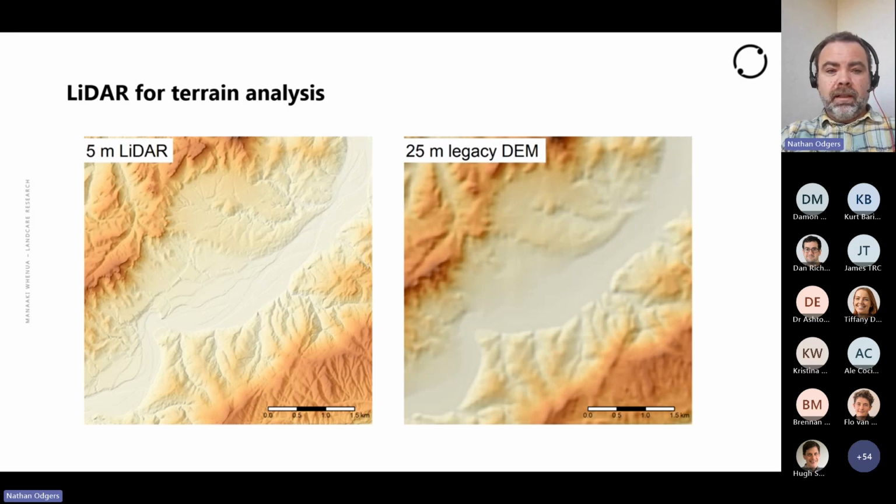derived from contour lines, and it's pretty easy to see that there's a lot more resolving power on the left-hand side, especially in some of the lower relief parts of the landscape along streams, stream terraces, and things. Much more able to pick these things out on the 5-meter grid than on the 25-meter grid.